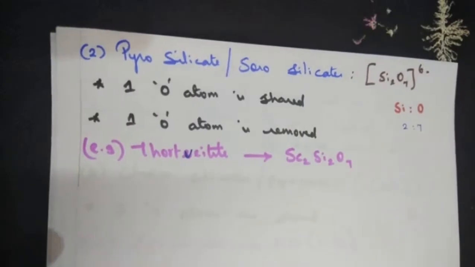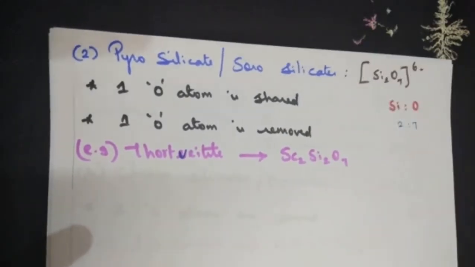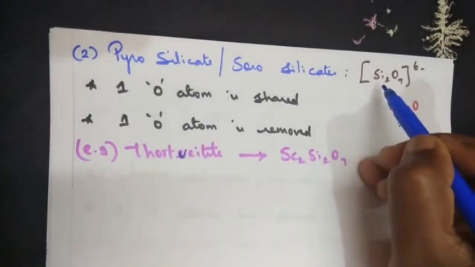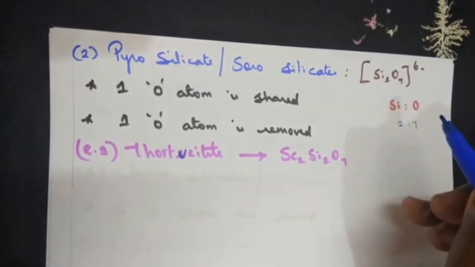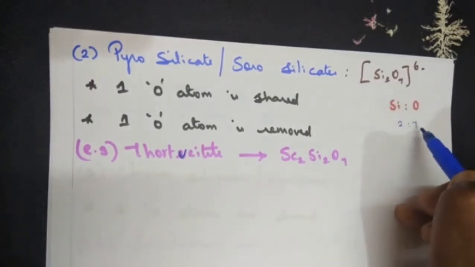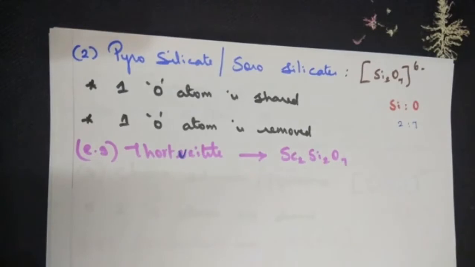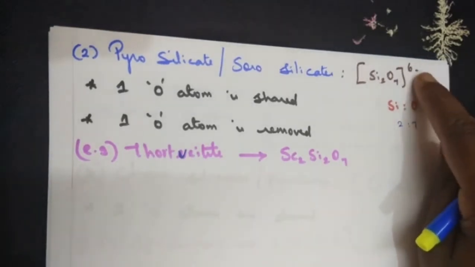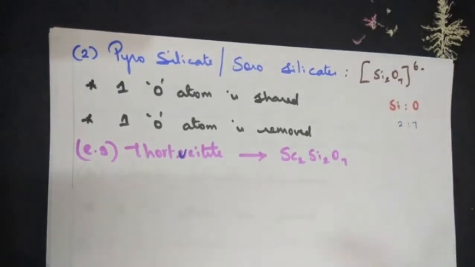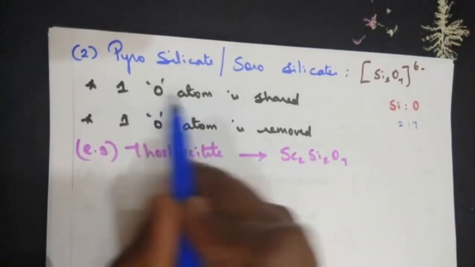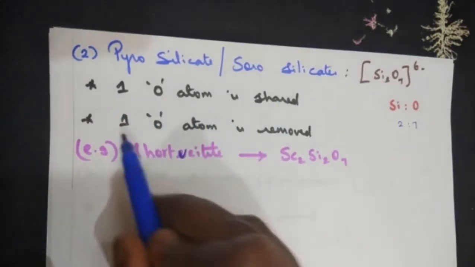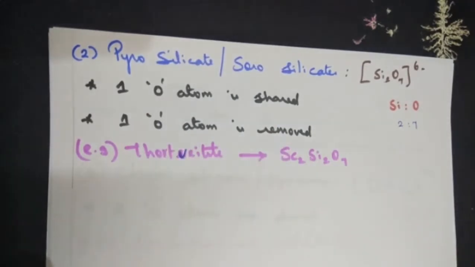Moving on to the second type, that is pyrosilicate or sorosilicate. Here the formula is Si2O7, meaning 2 silicons are bonded to 7 oxygen atoms. The charge of them will be 6 minus. Let's see how they got it. Clues I have written: 1 oxygen atom is shared and 1 oxygen atom is removed.